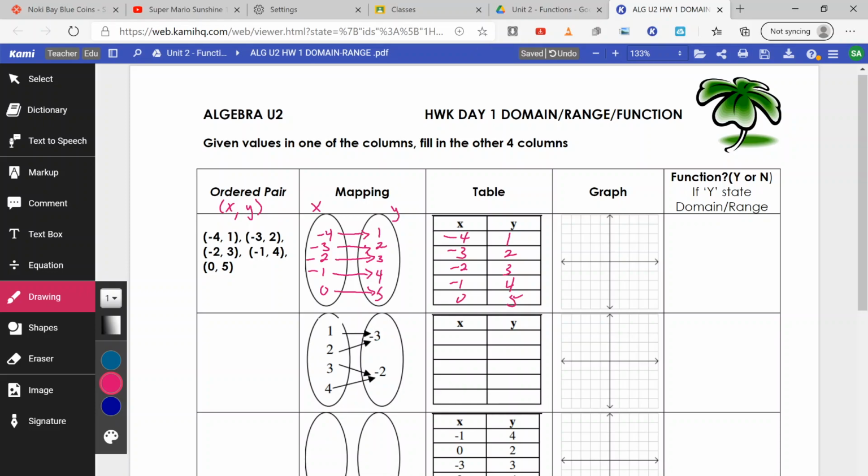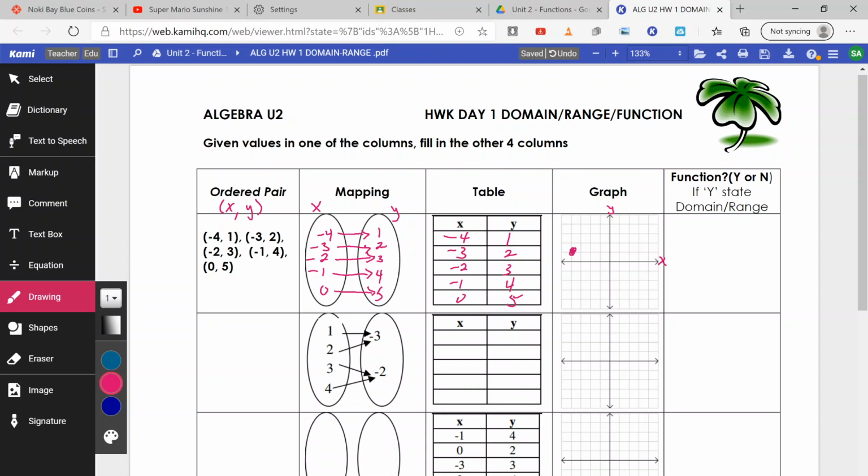The graph, what we're going to do is we're going to plot the points, negative 4, 1. So this means on my graph, going left and right is your x-axis, going up and down is your y-axis. So positives to the right and up, negatives are left and down. So negative 4 means I go left 1, 2, 3, 4, and then positive 1 means I'm going to go up 1. So there's my first ordered pair, negative 4, 1.